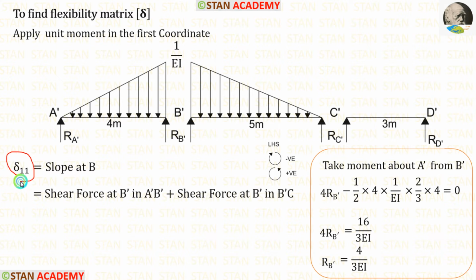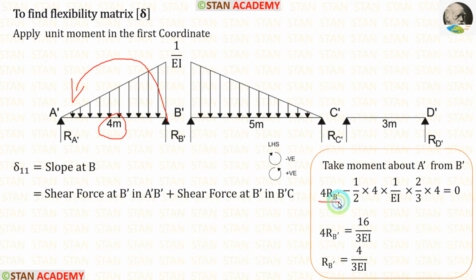Now let us calculate delta 11, that is the slope at B. To calculate the slope at B, we have to find RB dash. First, let us calculate RB dash in the beam A dash B dash. For that, I am going to take moment about A dash. In this case, I am moving left hand side. Clockwise will be negative, anti-clockwise will be positive. RB dash is acting towards the point A dash in the anti-clockwise direction. So it will be positive and the distance is 4 meter.